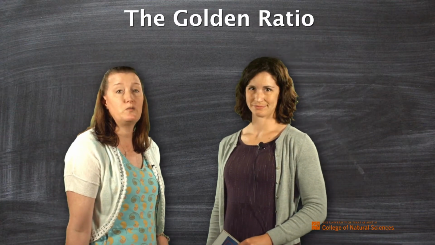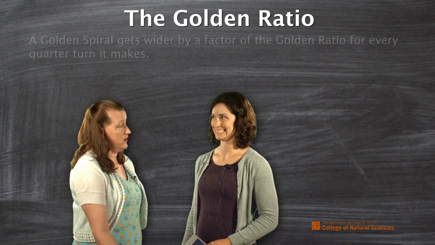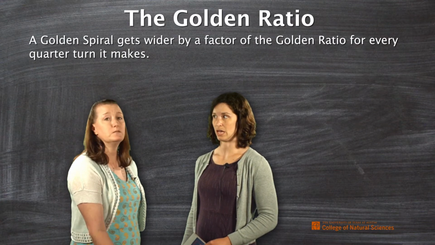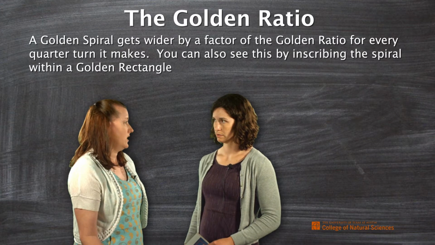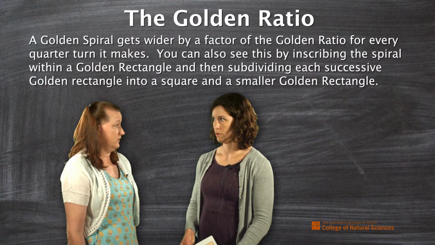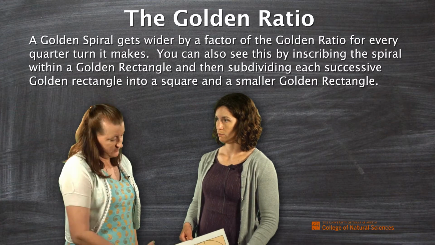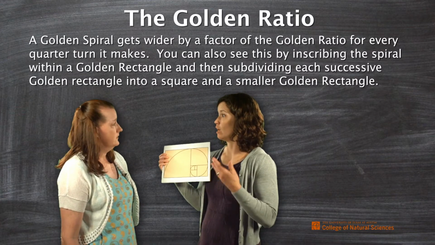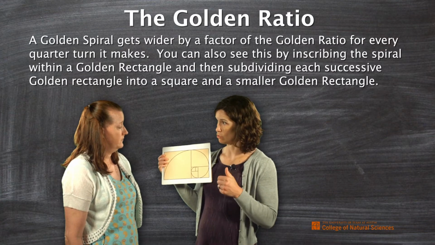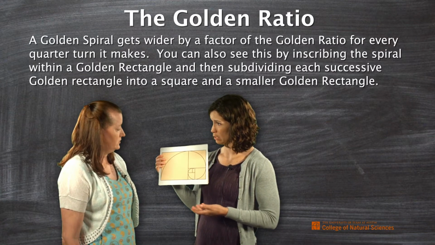Additionally, there are golden spirals, and a golden spiral is a spiral that gets wider by the golden ratio with each quarter turn. You could see this by inscribing the spiral within a golden rectangle and then subdividing that golden rectangle into a square and a smaller golden rectangle. That's why I love that property of cutting off squares forever, because that's the property that you use to generate a golden spiral. Show us how you draw yours.